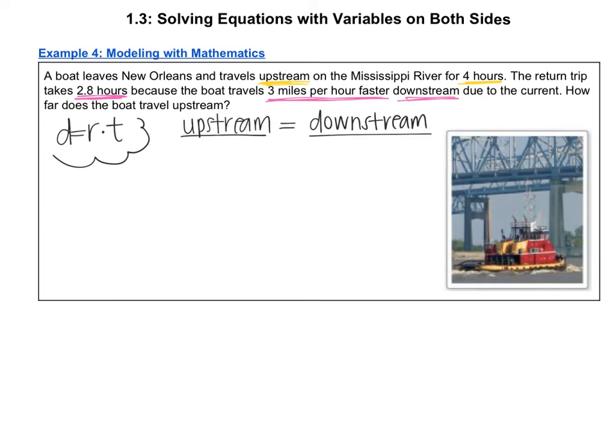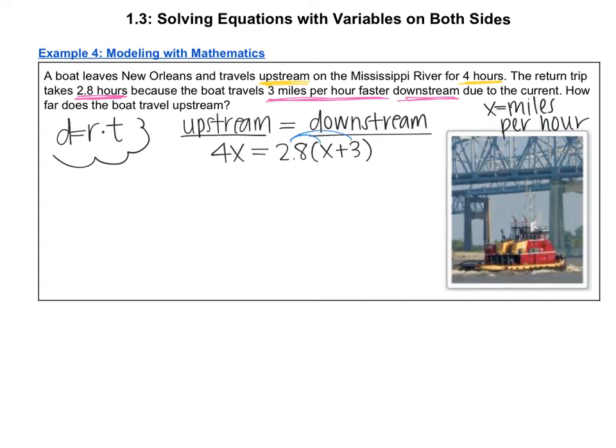So upstream, I'm traveling for 4 hours, but we don't know how many miles. So let's call x miles per hour. And if we solve for x, we can figure out how many miles per hour. If we find x, we can figure out how many miles. So x is miles per hour. So upstream, we're going for 4 hours at x miles per hour. Downstream, we're going for 2.8 hours, but we're not going x miles per hour. We're going 3 miles faster. So we're going x plus 3. So now I'm going to solve this for x, which is my miles per hour, my speed, and then I can use that to actually figure out how far my boat's going.